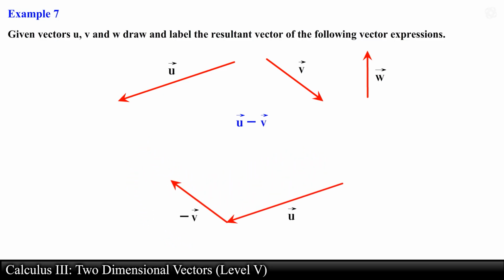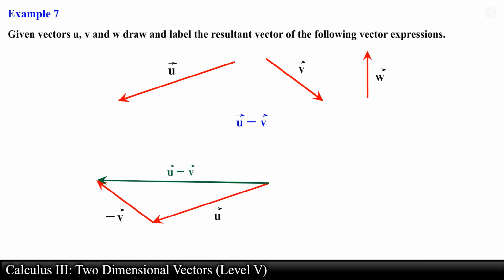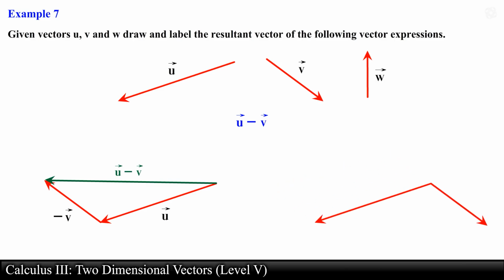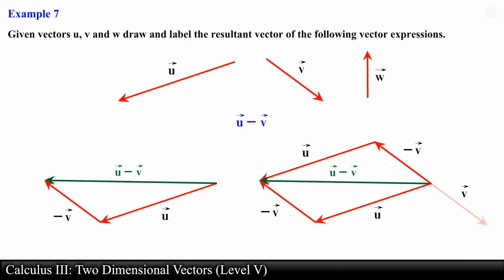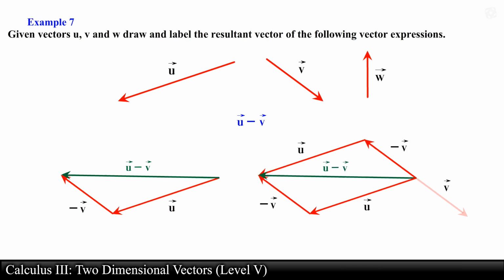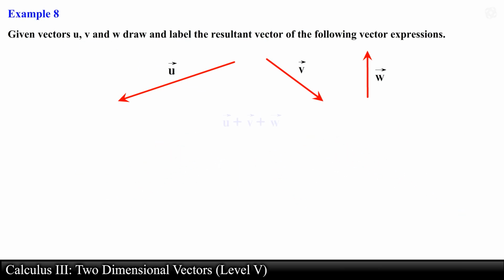From here, the final step is to draw the resultant vector. This vector is drawn just like in the previous examples. We can also use the parallelogram law. When using this method, always make sure you flip the negative vector before applying the parallelogram law. Alright, let's move along to the next example.